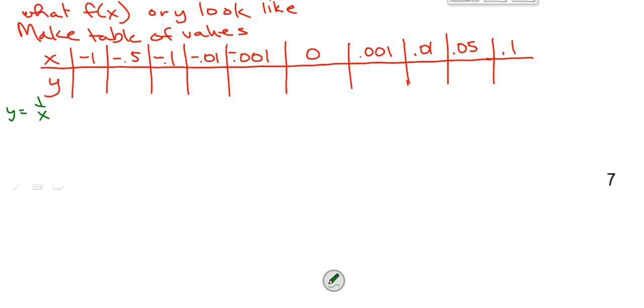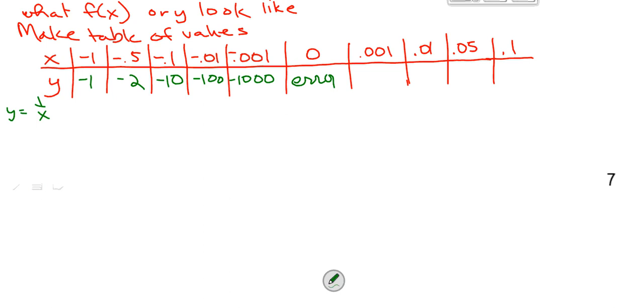So 1 over -1 is -1. And then 1 over -1/2, I'll just write it as a fraction. When I invert and multiply, it'll be -2. And then this one will be -10, -100, -1,000. And then we get an error message if we try to look at our table of values for that one.